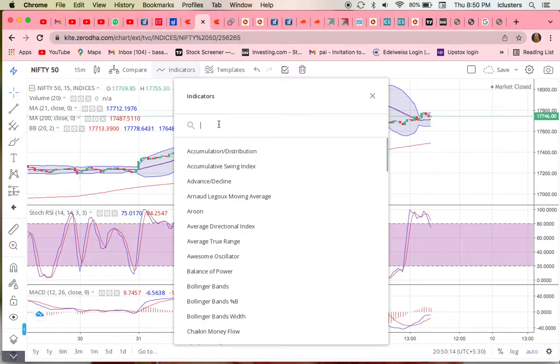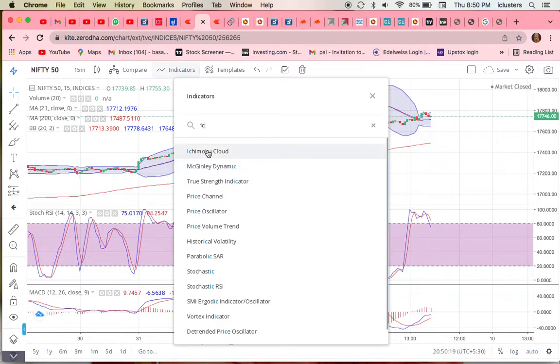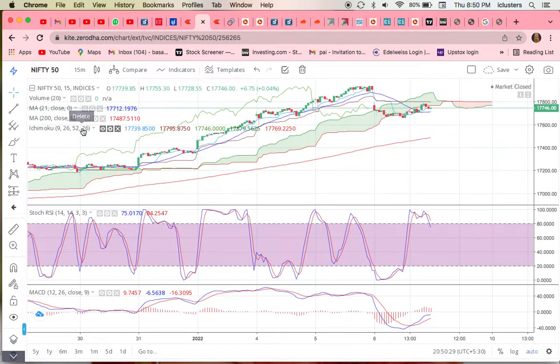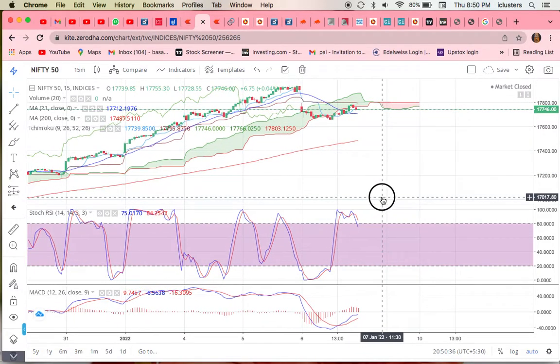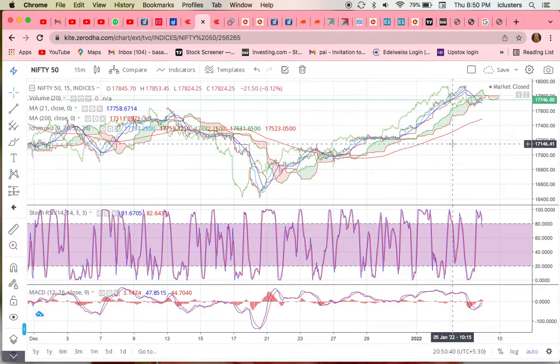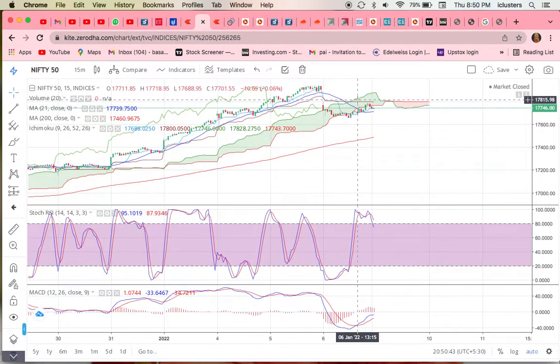And one more, the Ichimoku cloud, is also there. Okay, I will remove this Bollinger Band because it was a little bit confusing. This shows red and green directly, so beginners can understand it very easily. Green means bullish and red means bearish. That is what the Ichimoku indicator shows.